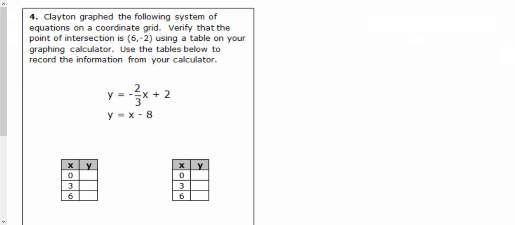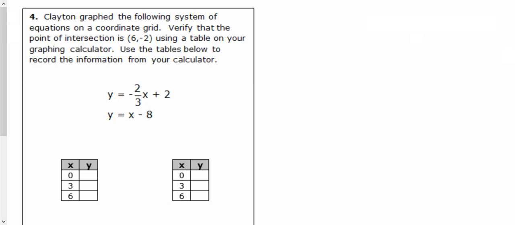Okay, number 4: Clayton graphed the following system of equations on a coordinate grid. Verify that the point of intersection is 6 and negative 2 using a table on your graphing calculator. Use the tables below to record the information from your calculator. Right now I want you to pause your video and see if you can type in these 2 equations. Remember to go through the same steps that you did before. You're going to type in negative 2/3 x plus 2, then type in y equals x minus 8. And then we will check.